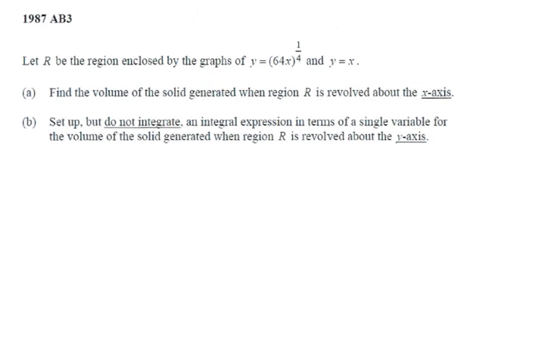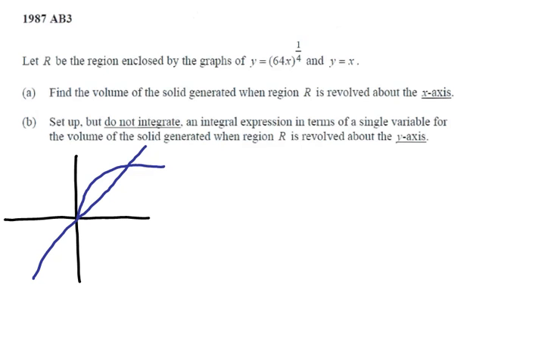Okay, in 1987 AB3 we have this region bounded by 64x to the 1/4 and the line y equals x. Well, basically the parent curve would be x to the 1/4, or the fourth root of x, which is kind of like a square root of x, and it's just going to be a little taller and higher than that. We have the line y equals x. So let's just say that those two curves look something like that.